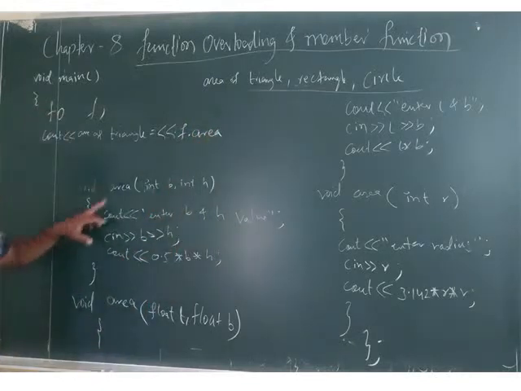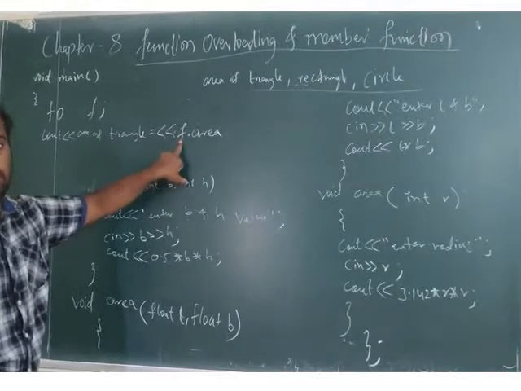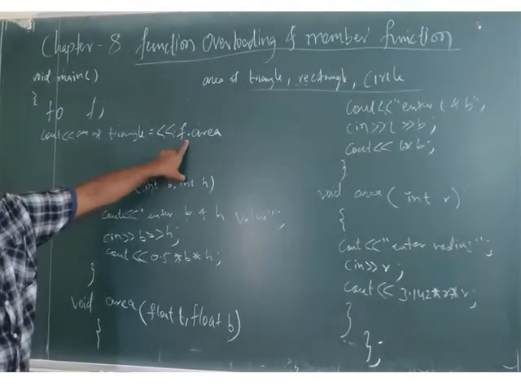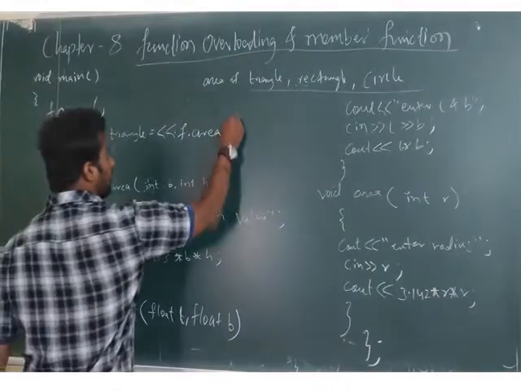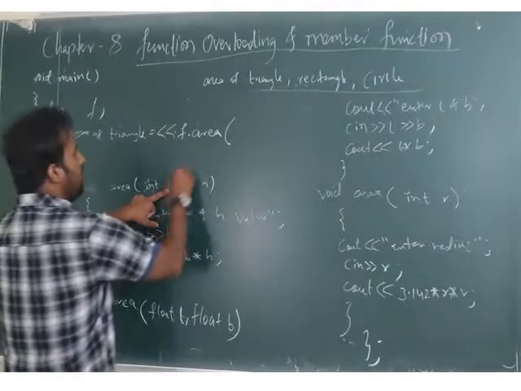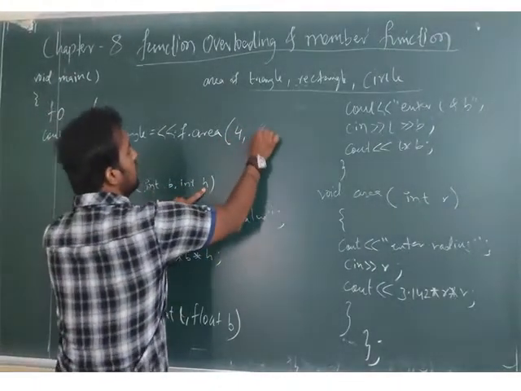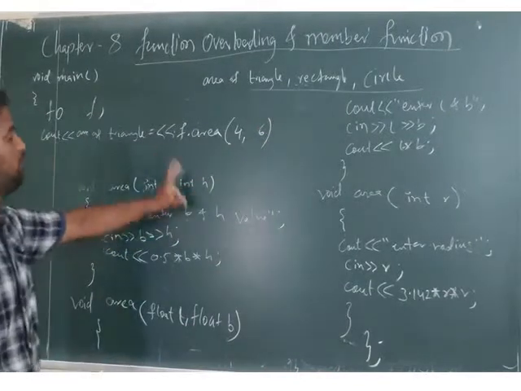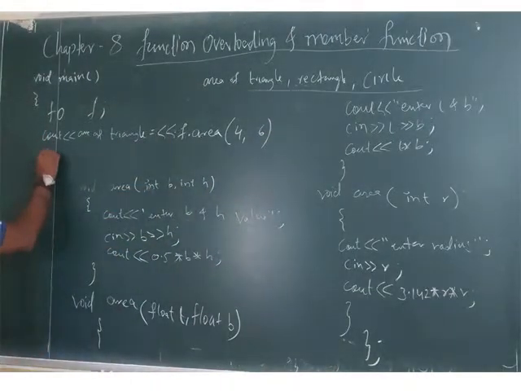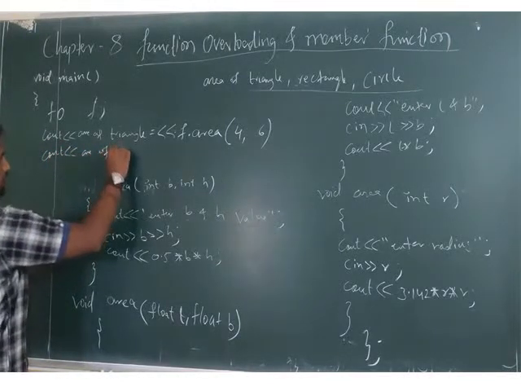See here, object F is created, the function we are calling is area, the dot operator we are using. Next, here we write the argument values. For example, for B I will give 4, for H I will give 6. So half into base into height it will calculate. Next again I will write C out area of rectangle.